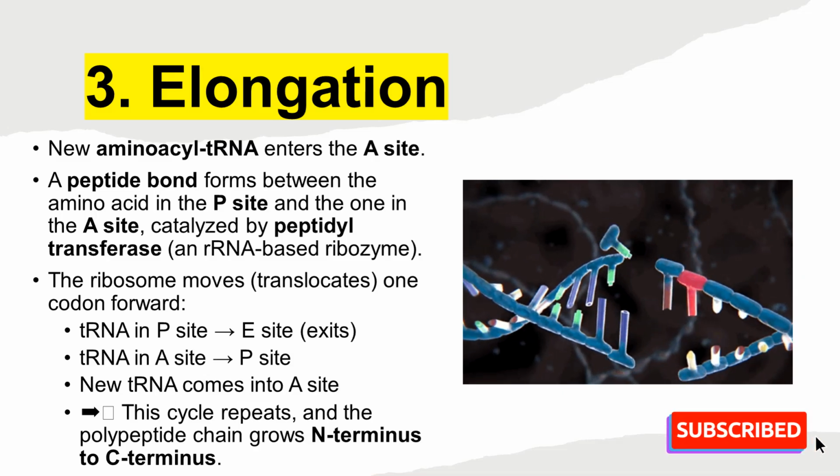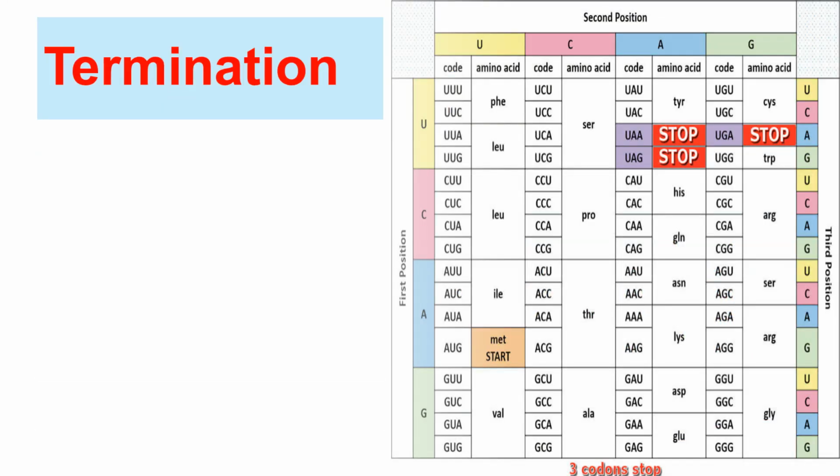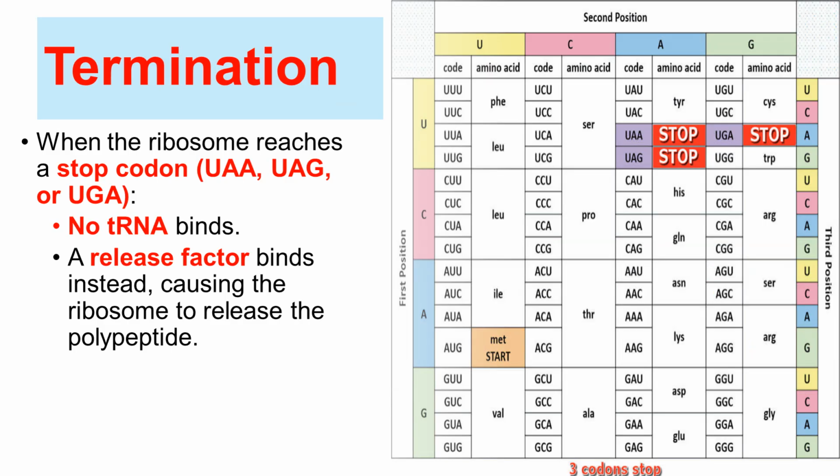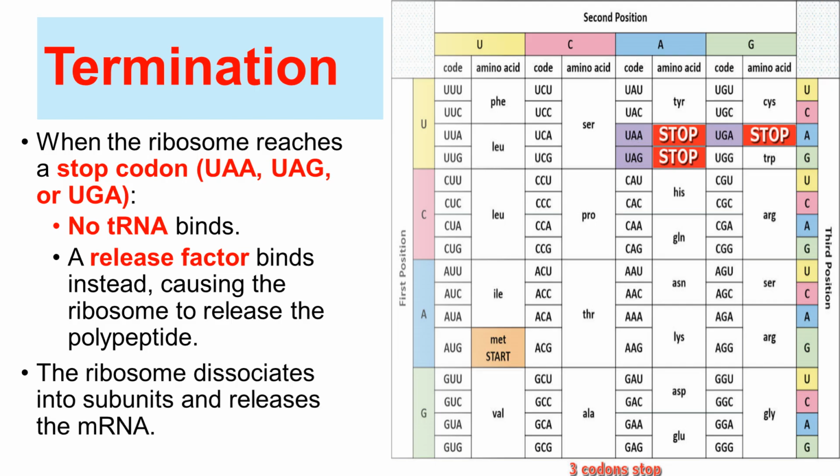4. Termination. When the ribosome reaches a stop codon, UAA, UAG, or UGA, no tRNA binds. A release factor binds instead, causing the ribosome to release the polypeptide. The ribosome dissociates into subunits and releases the mRNA.